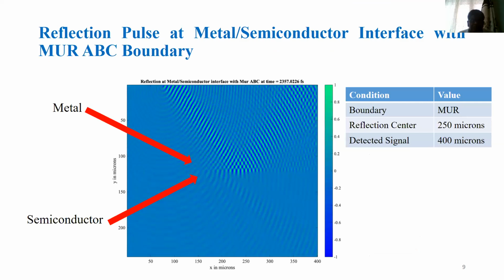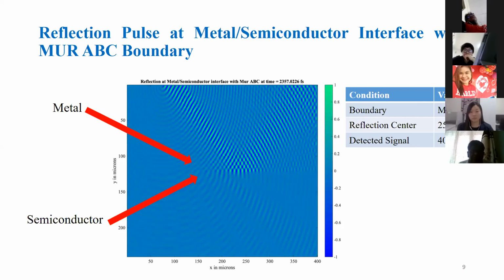This result shows the reflection signal with MUR absorbing boundary condition. Light is incident on the interface of metal and semiconductor. Using this MUR boundary condition, we can see the center of reflection at about 250 micron, and also detect the reflected signal at about 400 micron scale.